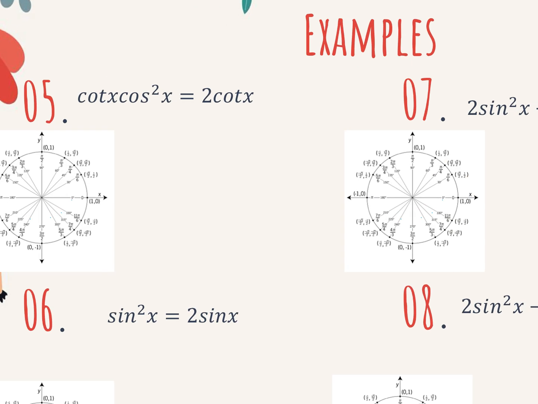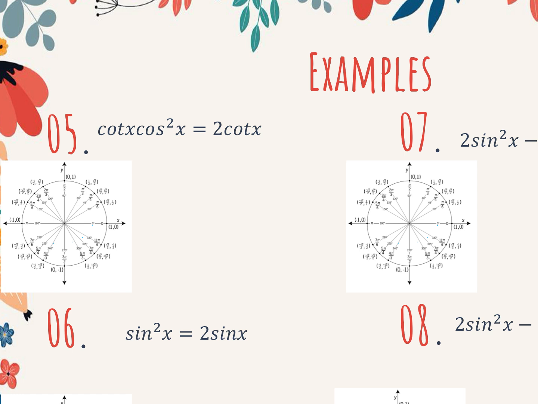All right, let's look at number 5. What do you guys notice about 5? There's 2 different ones. There's multiplication. There's a lot going on. What do you guys want to do? How would you solve this if these were x's and y's? What would you do? Okay, we want to divide by cotangent.